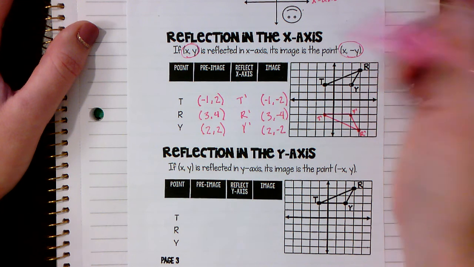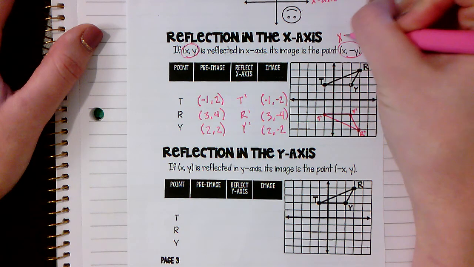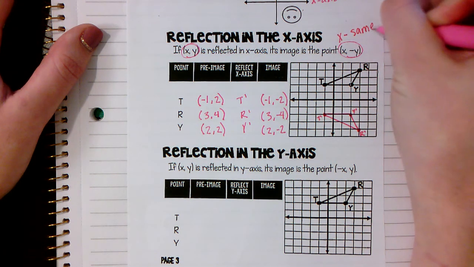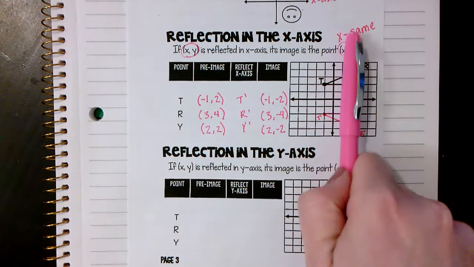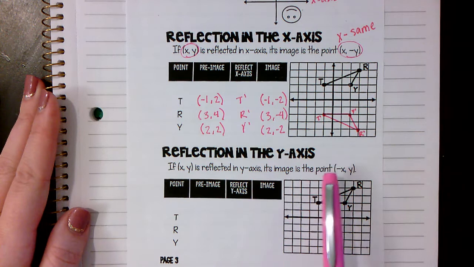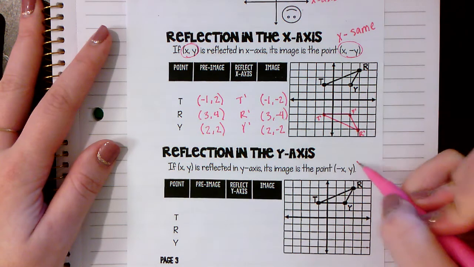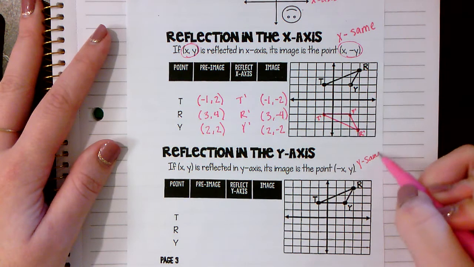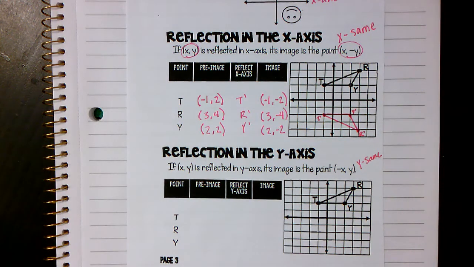So when we reflect across the x-axis, the x stays the same, and the y value is the one that changes. So what you can remember is, if it's a reflection across the x-axis, the x is going to stay the same. If it's a reflection across the y-axis, the y stays the same. So if you can't ever remember which one you flip, just remember, if it's the axis you're flipping on, that value doesn't change. So let's plot these points. I'm going to use a different color this time.